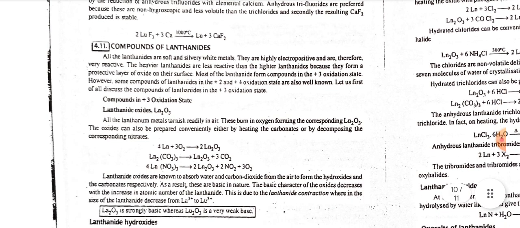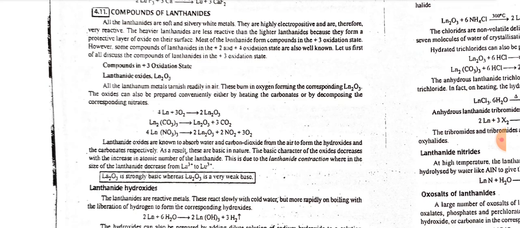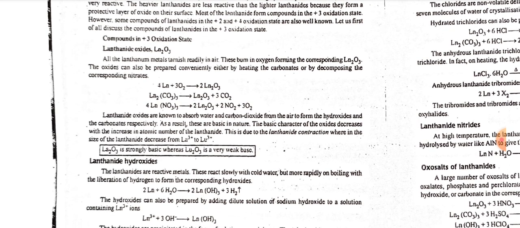Compounds of lanthanides. All the lanthanides are soft, silvery white metals. They are highly electropositive and therefore very reactive. The heavier lanthanides are less reactive than the lighter lanthanides because they form a protective oxide layer on the surface. Most of the lanthanides form compounds in the +3 oxidation state. However, some form compounds in the +2 and +4 oxidation states.